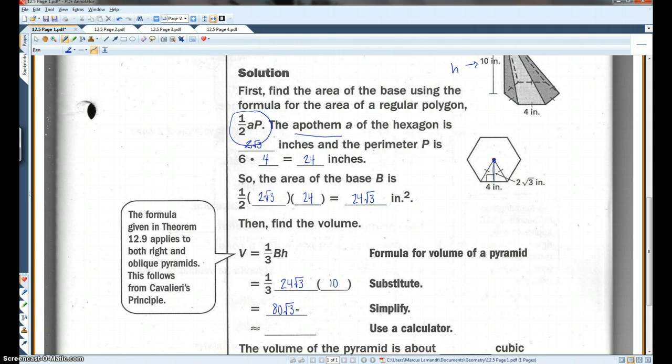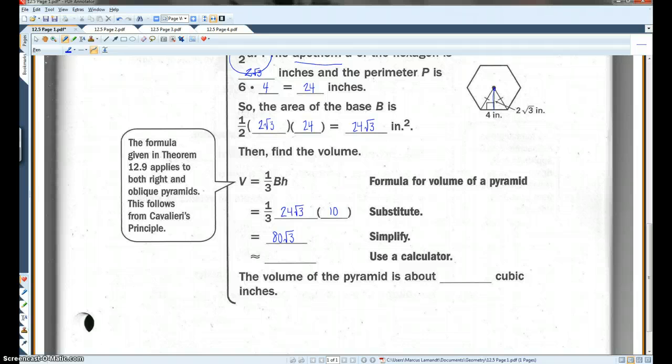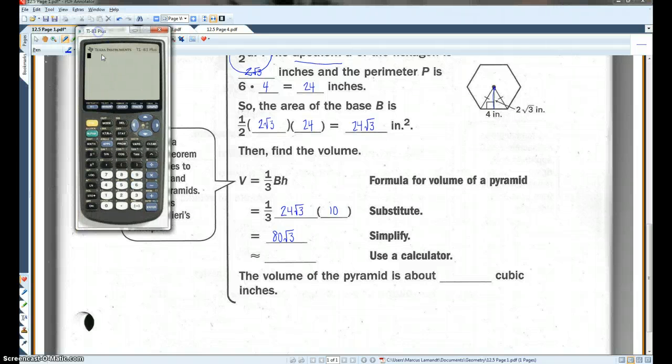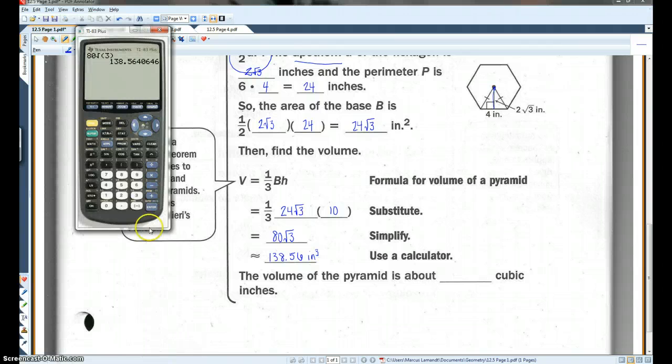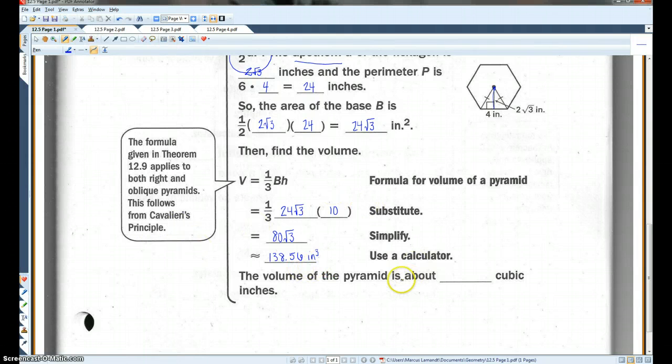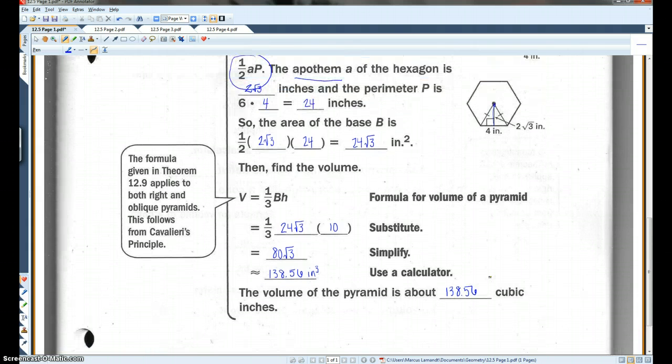Which is about, if I go and get my calculator, 80√3, so 138.56, approximately, inches cubed. Remember, when you're dealing with volume, you're going to have cubic units. So the volume of the pyramid is about 138.56 cubic inches. Okay? Let's go on to page 2.